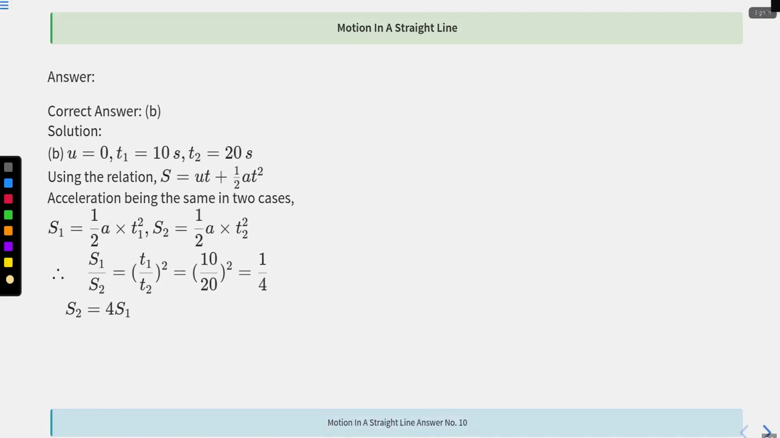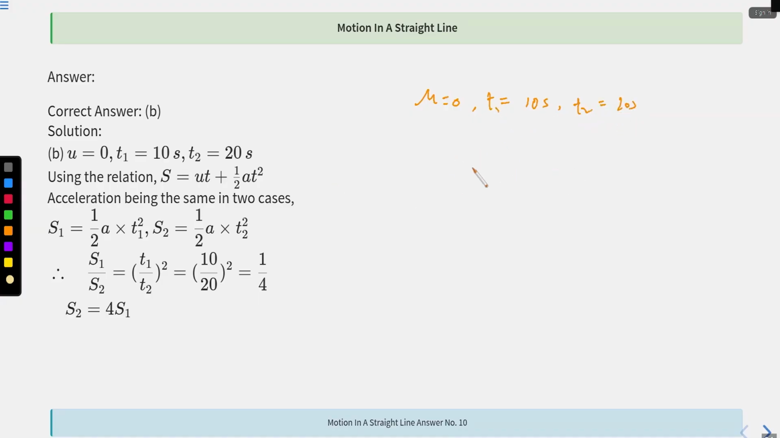See, the initial velocity is 0 because it was at rest. Time t1, time t2. So s is equal to ut plus half at square, correct? Calculate s1, calculate s2. All right, you just divide s1 by s2. Initial velocity is 0. T1 is equal to 10 seconds, sorry, and T2 is equal to 20 seconds.